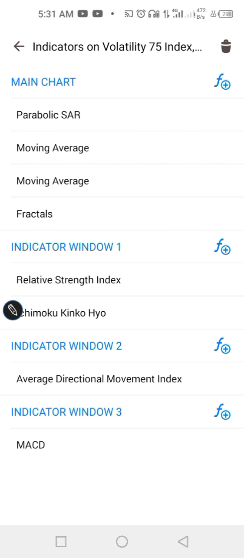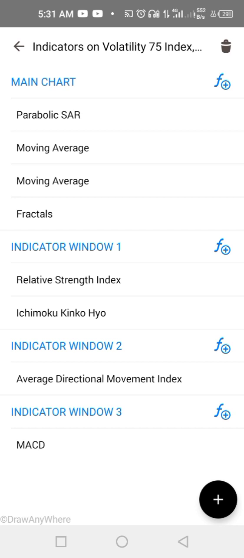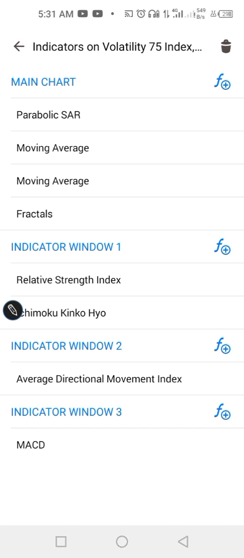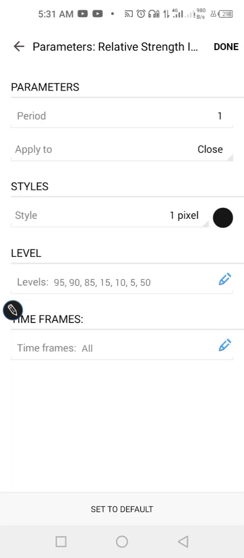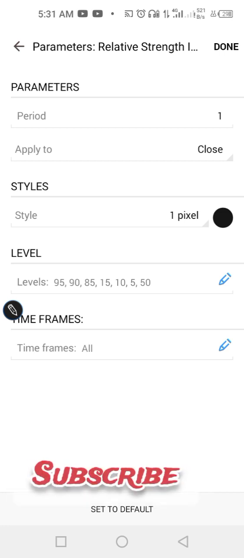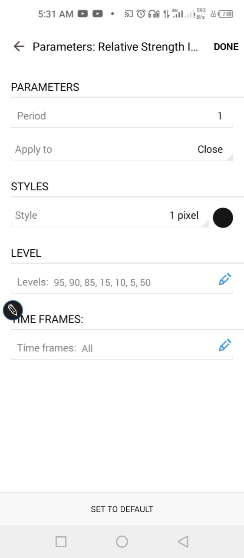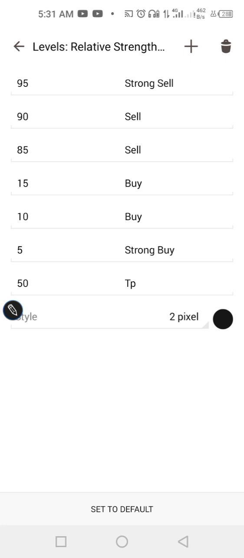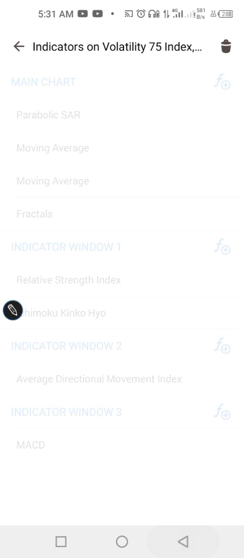So in our indicator window 1, we have our relative strength index. Okay, you can see the parameters. Period 14, apply to close, style 1 pixel. These are the parameters. You put the settings exactly the way you see them.